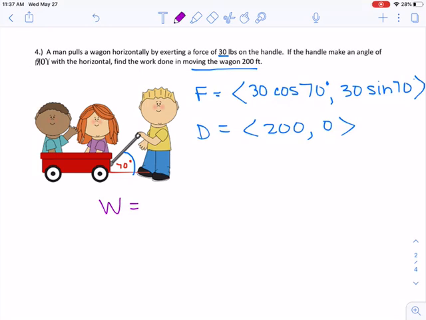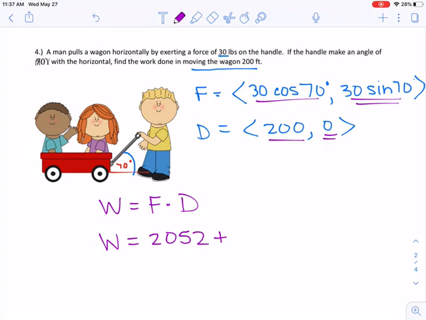Work is the dot product of my force vector with my distance vector. So to find the dot product, I'm going to multiply my x components together. So I'm going to take 30 times the cosine of 70 degrees, multiply that by 200, and we get 2052. And then I'm going to multiply my y components together. Well, if I take 30 times the sine of 70 times 0, that's just going to be 0. So my work is going to be 2052 foot-pounds.